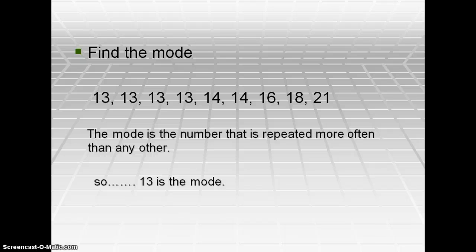Now, how do we find the mode? Well, if we remember back to our key terms and definitions, the mode is the number that is represented more often than any other. And by looking at this set of numbers, we can clearly see that 13 appears more often than any other number. So our mode simply is 13.